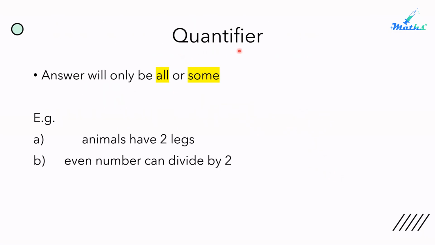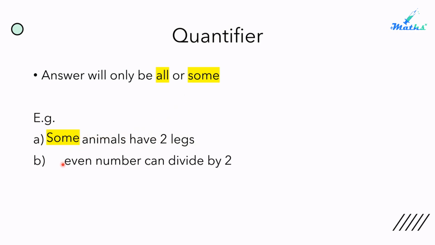Next is the quantifier. This quantifier is quite easy. You will only learn how to use all and some. As the example here, animals have 2 legs. But not all animals have 2 legs only, right? Like the lion has 4 legs, like the horse has 4 legs. So here you need to write some. Some animals have 2 legs.